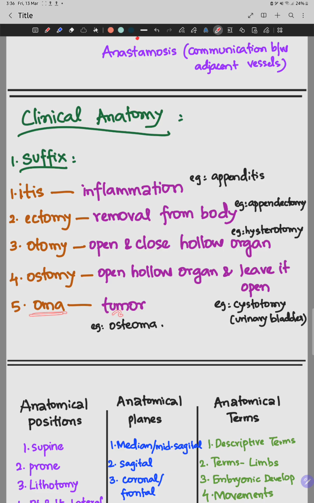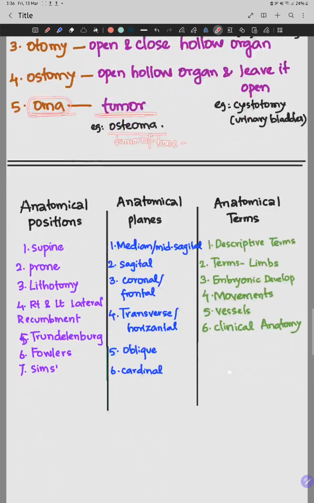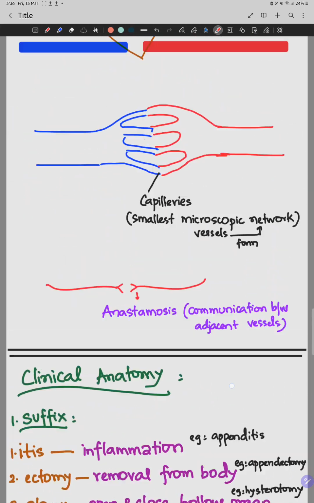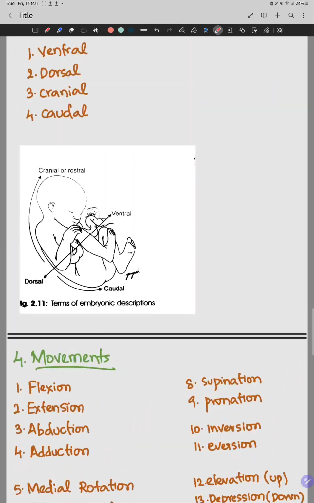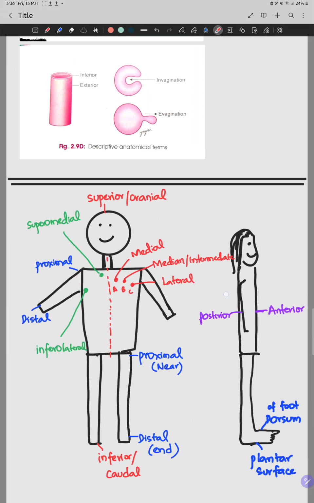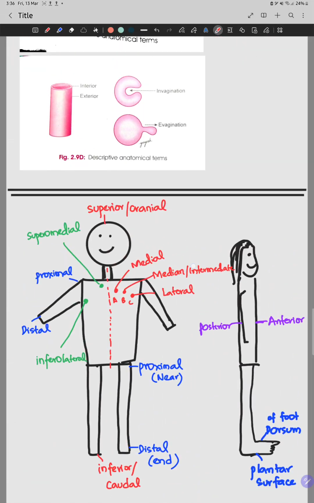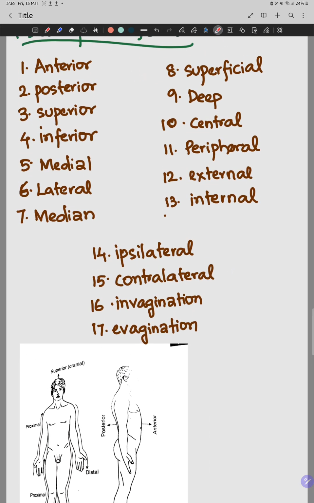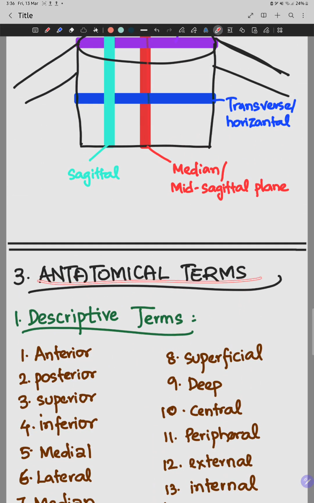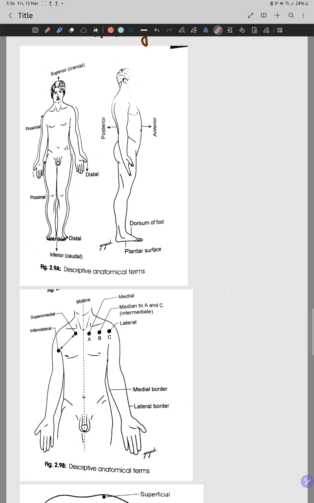Then coming to oma, tumor. It is the tumor of any tissue. We are going to represent it with the suffix oma. Osteoma means tumor of the bone is called osteoma. Finally, we have completed this one. Once I will revise these terms which are related to the anatomical terms. I will discuss the anatomical terms. The third topic is completed, but I'll once again revise it.